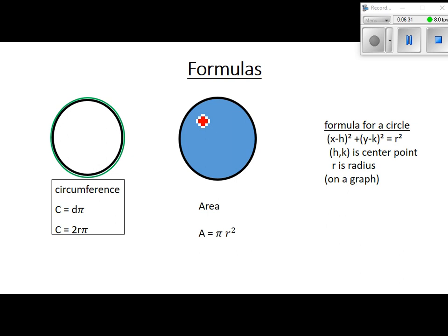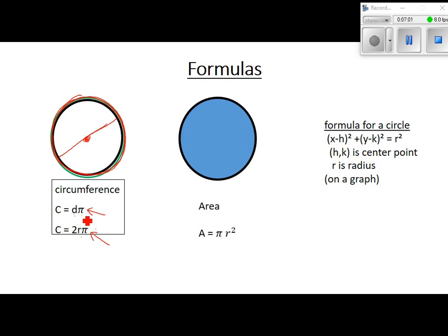Circumference of a circle is the distance around the edge of the circle. There are 2 different formulas. You can use either one you want. Sometimes it's easier to use the first one, sometimes the second. They're both exactly the same formula. The first one uses diameter, the second one uses radius. So if you know the radius of the circle, maybe you want to use the second one. If you know the diameter, maybe you want to use this one. Either one is going to give you the distance around the circle.